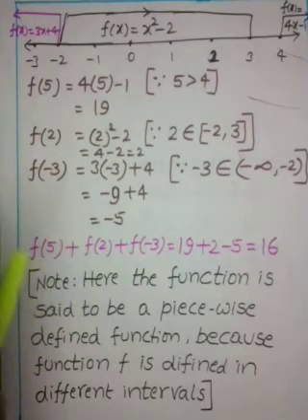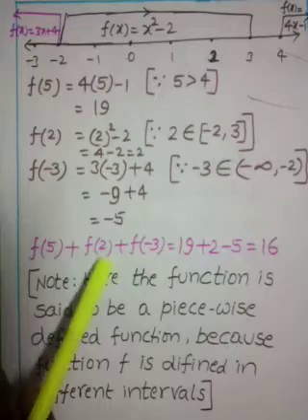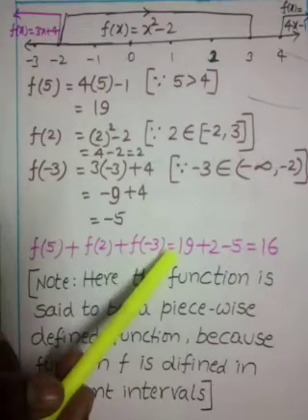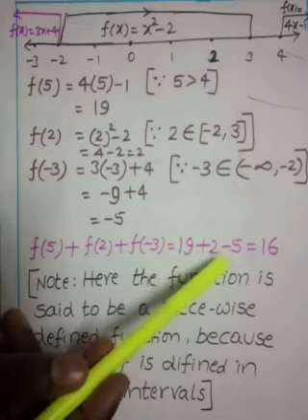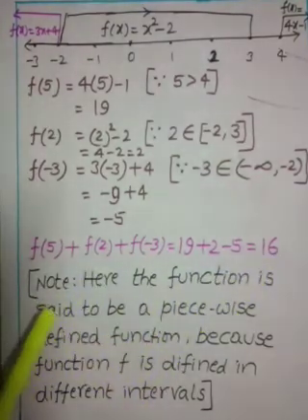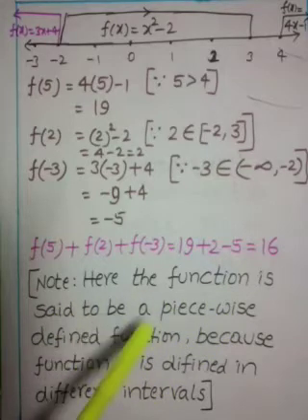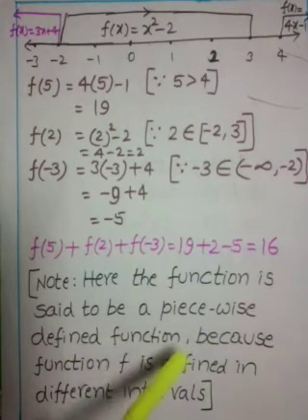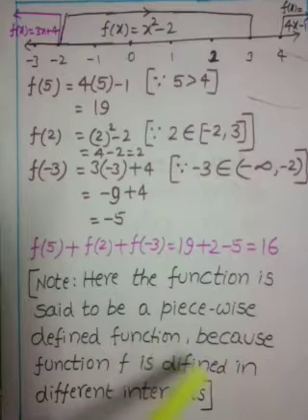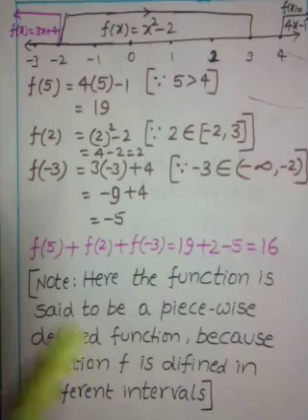Now we substitute these three values in this expression, f of 5 plus f of 2 plus f of minus 3 is equal to. By substituting the values and simplifying them, we get 16. Note, here the function f is said to be a piecewise defined function. I told you already, my dear children, because the function f is defined in different intervals. Remember this point, my dear children.